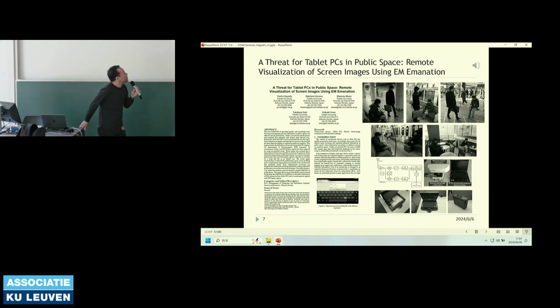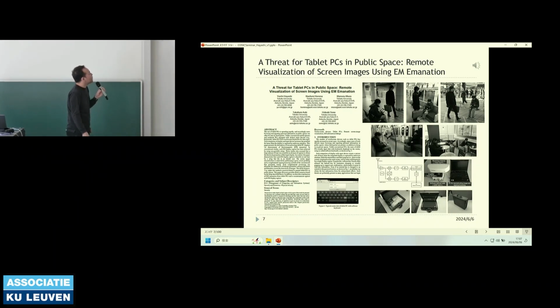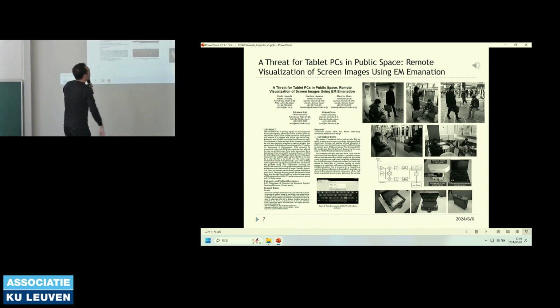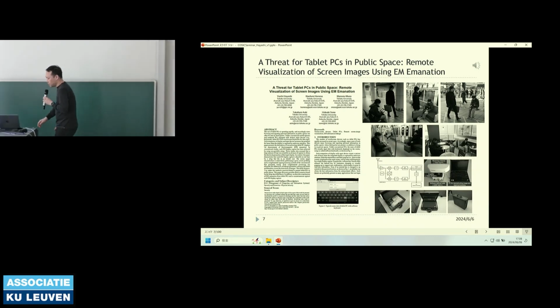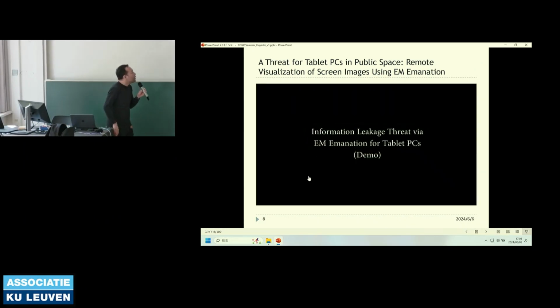This is our paper. The target is the tablet. We get the secret information from the tablet from the EM. This is in a public space. This is an attack scenario. So I will show you a demo. Okay, this is a demo.